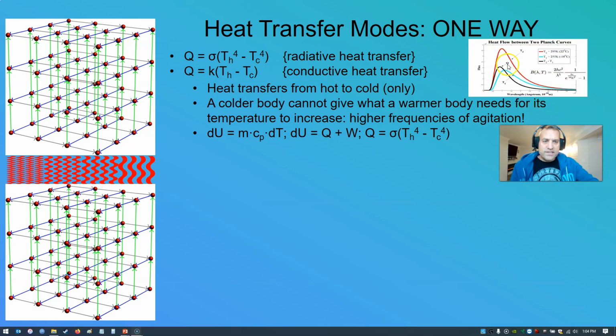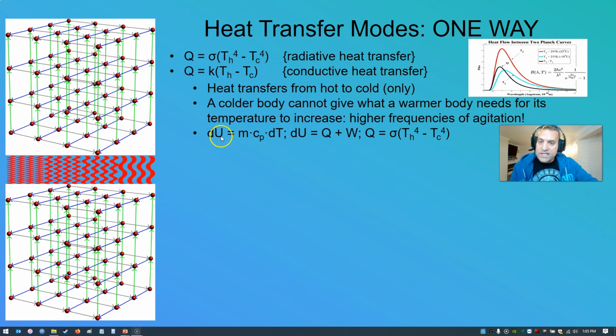And we remembered this plot from the previous slide. A colder body cannot give what a warmer body needs for its temperature to increase. And what does a body need for its temperature to increase? It needs higher frequencies of agitation. So if we go through this nice set of three equations which perfectly describe everything for us, if we want an increase in temperature from this term, then we need an increase in thermal energy, which is this term, internal thermal energy.